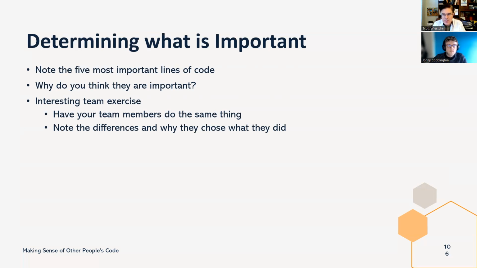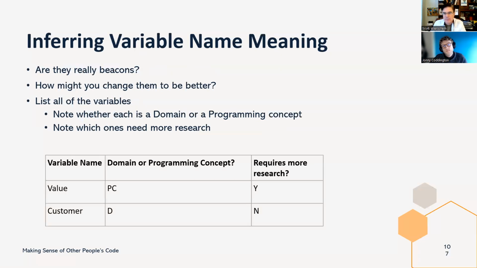An interesting exercise might be, you have other members of your team look at the same piece of code and compare what they think is most important, and then discuss why they think that's most important. You can learn a little bit about how everyone approaches, how they try to understand some code. An interesting thought.